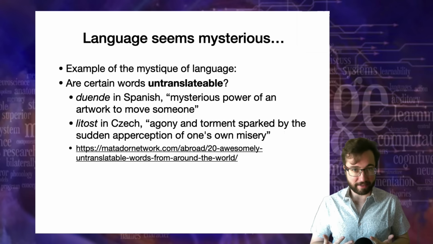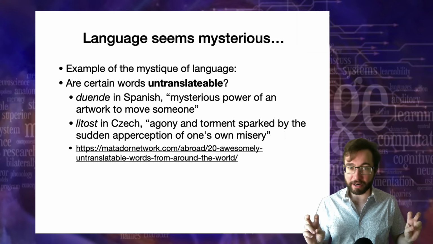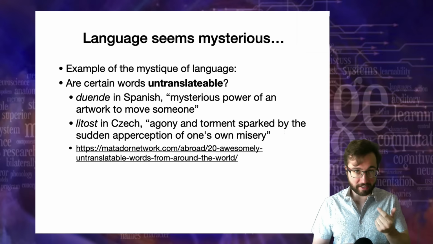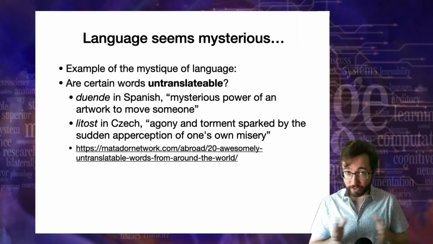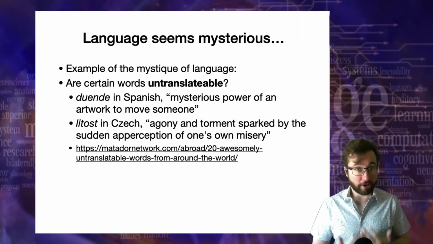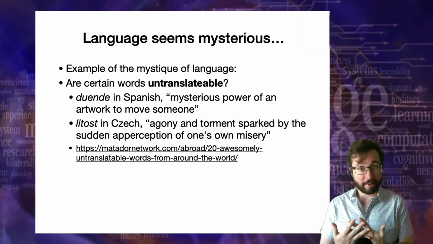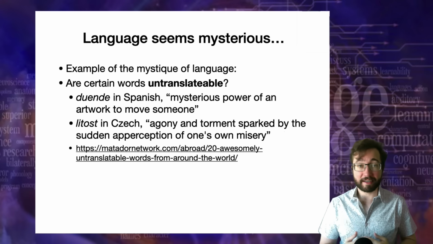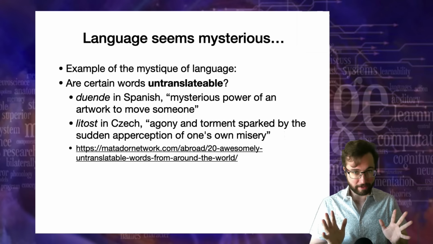Notice that I translated them. I said duende in Spanish. It corresponds to, in English, the mysterious power of an artwork to move someone. So it's true that that single word in Spanish turned into a whole phrase in English, but I still translated it. I can still have the thought in English, the same thought as in Spanish. It's just I have to sort of cobble it together using different words instead of using a single word. So is this really untranslatable? Is this really a problem? I'd like you to think critically about that.